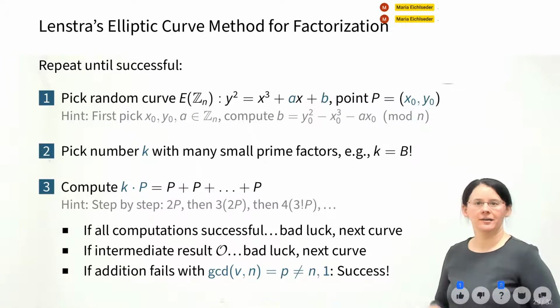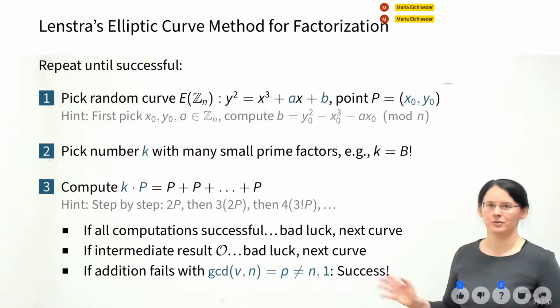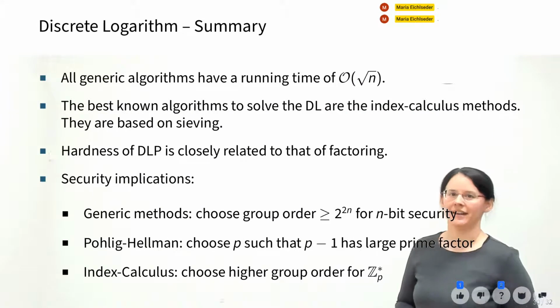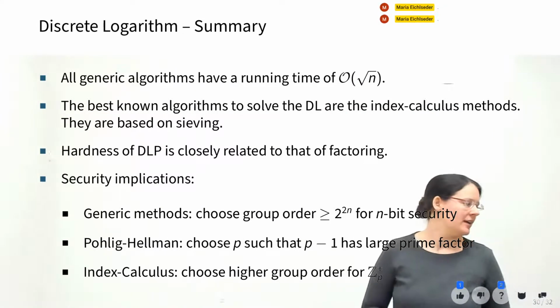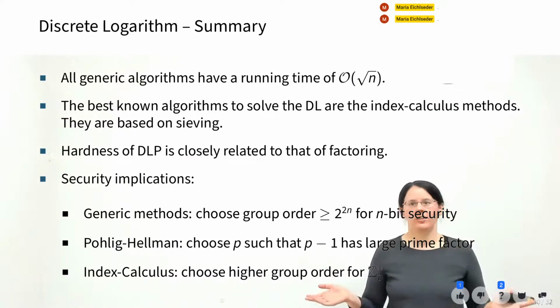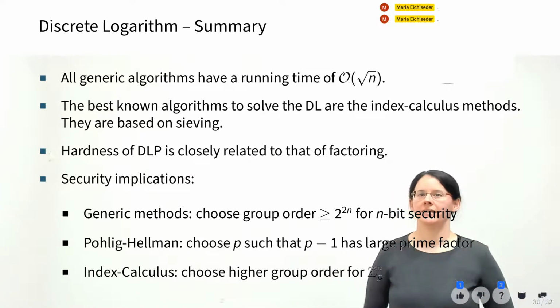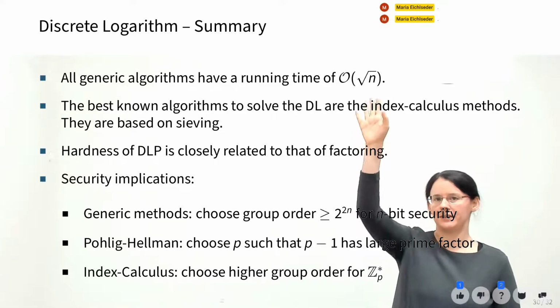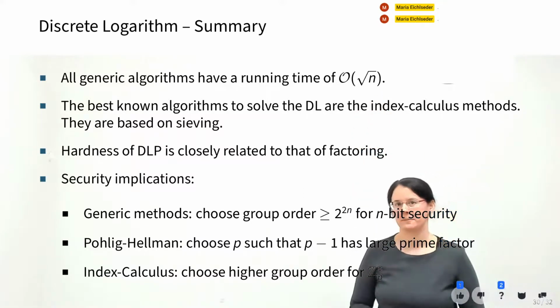Okay, so that's the follow-up to last week. Now let's briefly return to this week and have a look at the summary for today. What we saw is that all the generic algorithms have this exponential runtime. Exponential in half the bit size, but still exponential.